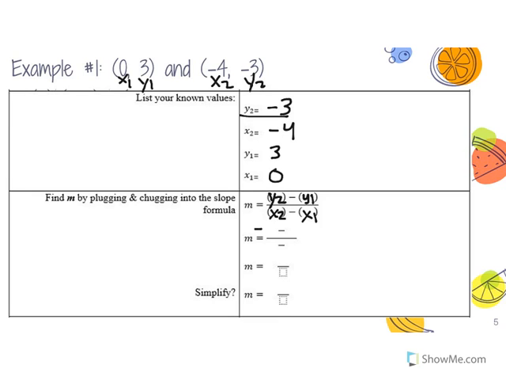Our y2 is -3, and then our y1 is 3. Then we have our x2, which is -4, minus my x1, which is 0.